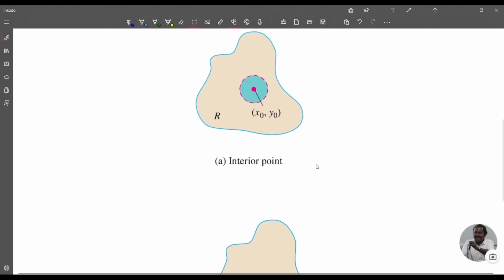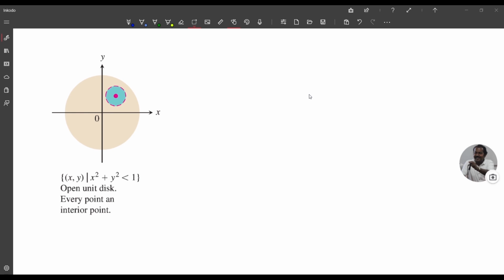Now we can illustrate this using an example. We consider the open unit disk, that is the set of all (x, y) such that x squared plus y squared is less than 1. Remember, you are considering all points such that x squared plus y squared is less than 1. So you are not considering the boundary. So every point of this region R is an interior point. So this is an example of an open set. You are not considering the boundary points, you are only considering the interior points.